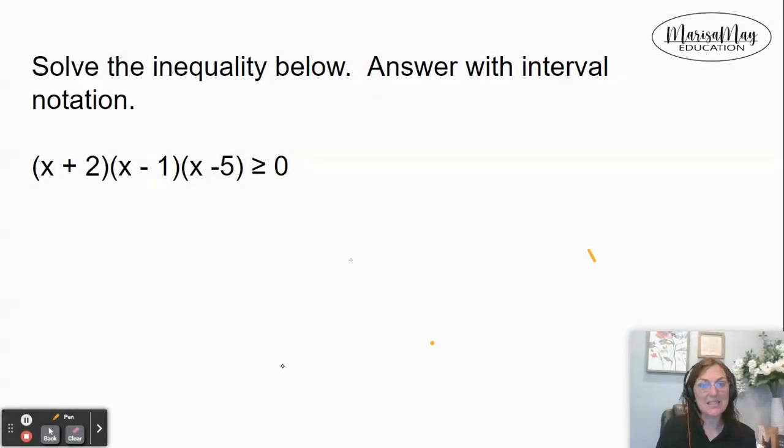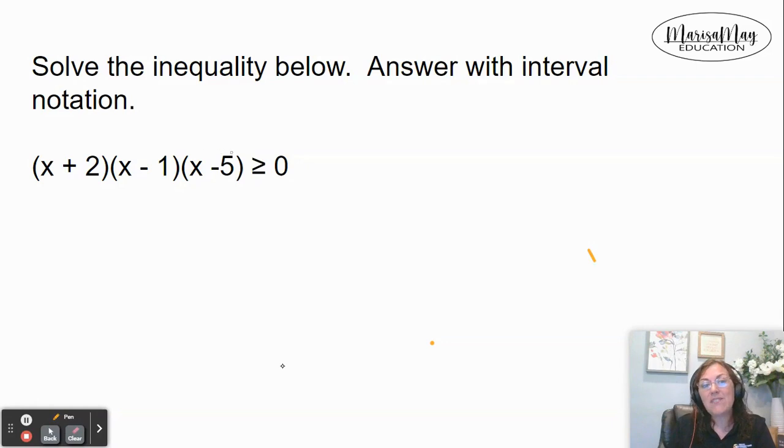Dr. Marissa May. In this video, we're going to be solving the inequality that you see here, and we're going to do it with interval notation. So let's dive right in. Because it's an inequality, something I know about inequalities is we solve it a lot like an equation. We just have to usually do an extra step. So let's take a look.